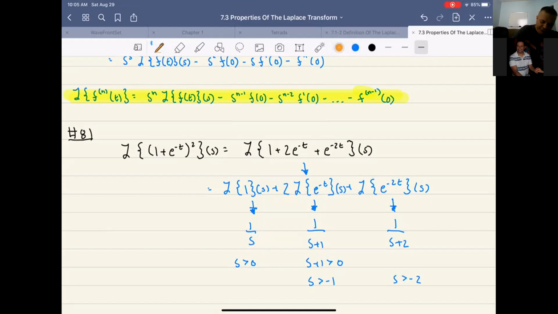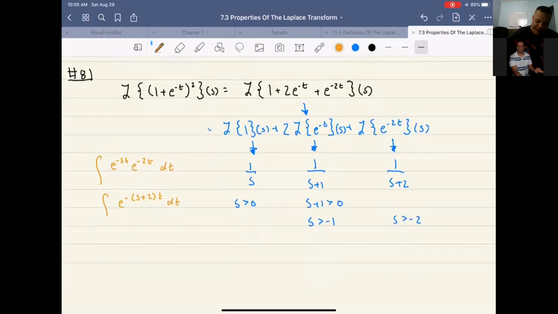Just look, for example, at the integral of e to the negative st times e to the negative 2t dt, which is the integral of e to the negative (s plus 2)t dt, from 0 to infinity. In order for this integral to decay, we need s plus 2 bigger than 0, so s bigger than -2. Okay, so that's how you do these things. You could also, of course, use the tables as well. All right, I'll see you all in the next video.